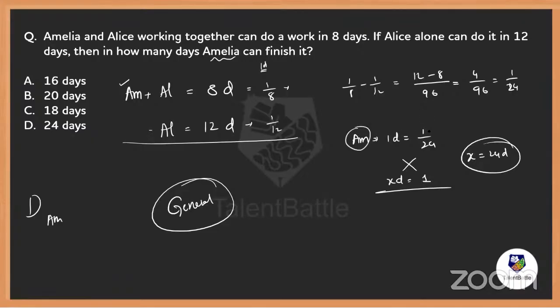Emily's 1 day work is 1 by 24 means, so Chansar, have you all discussed this fix and dashboard?